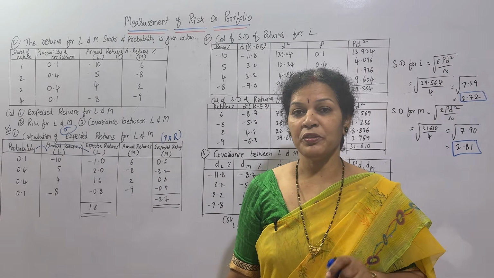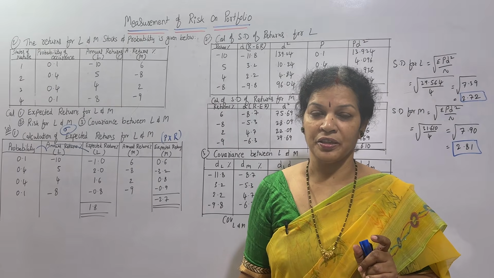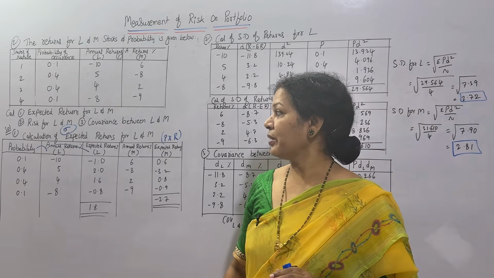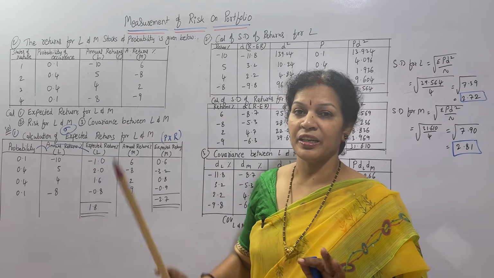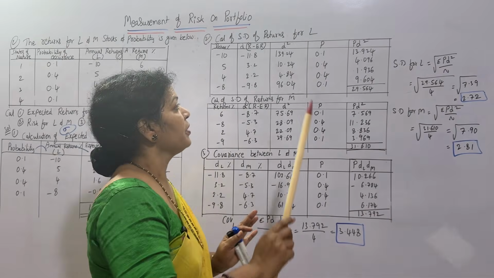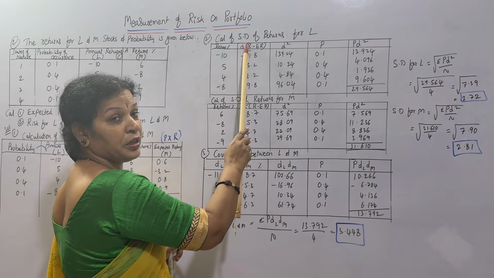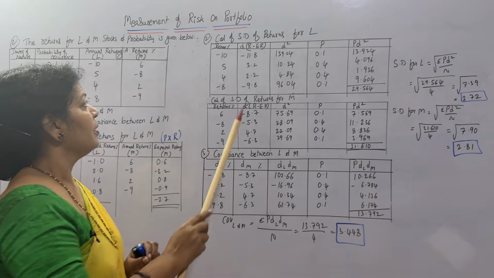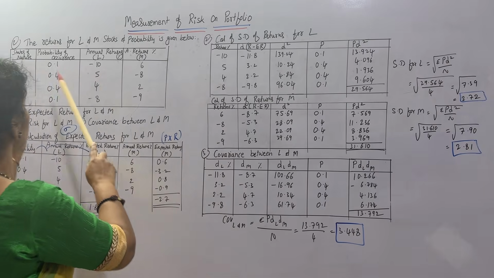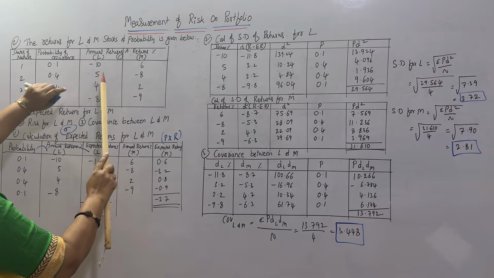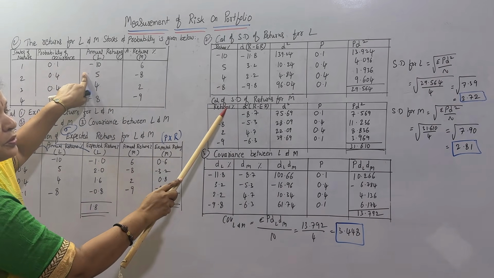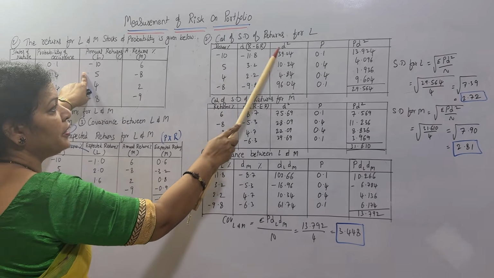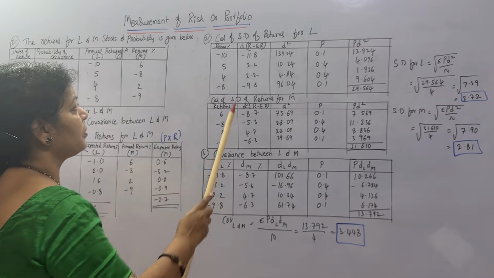Risk for L and M means always you have to calculate standard deviation. For calculation of standard deviation, for both L and M, I have drawn separate tables. Calculation of standard deviation of returns for L. For L, the returns column as it is, I am writing here. And D square we have to calculate.